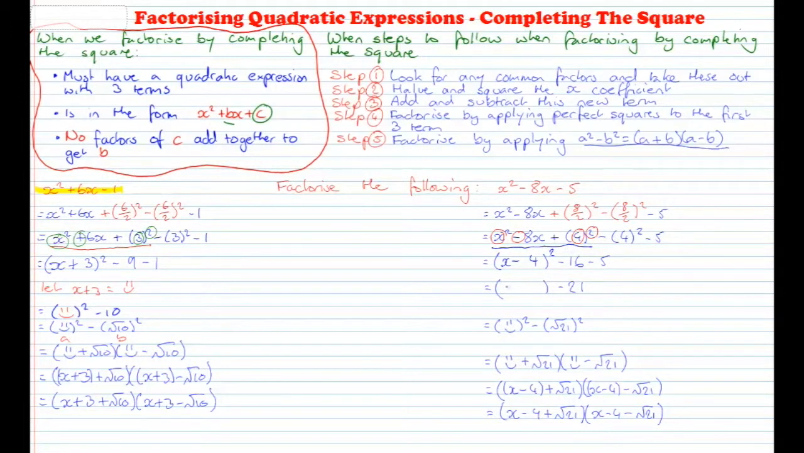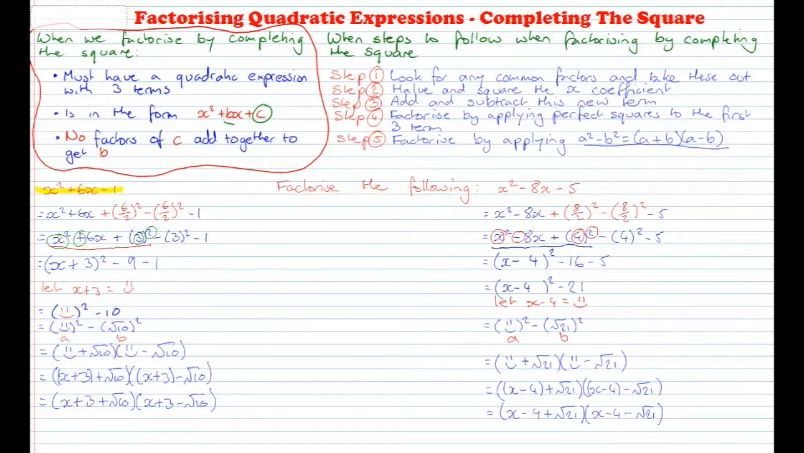And of course, I'll write that again down here, x minus 4 in brackets squared, and the negative 16 minus 5 gets you negative 21. So now what I'm going to do is let x minus 4 equal smiley face in order to make it look like two terms. And so you've got smiley face squared minus root 21 squared, where smiley face will be a value and root 21 will be your b value.